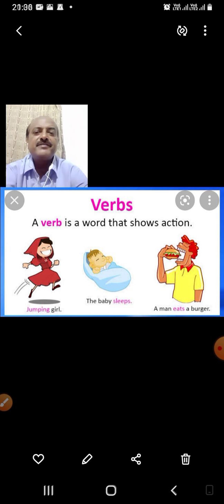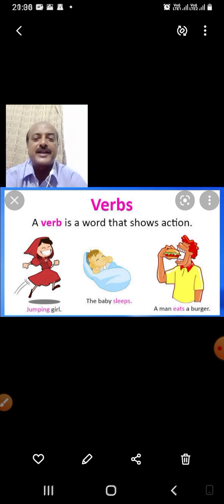Students, in my previous class, I had explained to you about helping verbs, also known as auxiliary verbs. Today, I am going to explain about verbs that show action. A verb is a word that shows action.